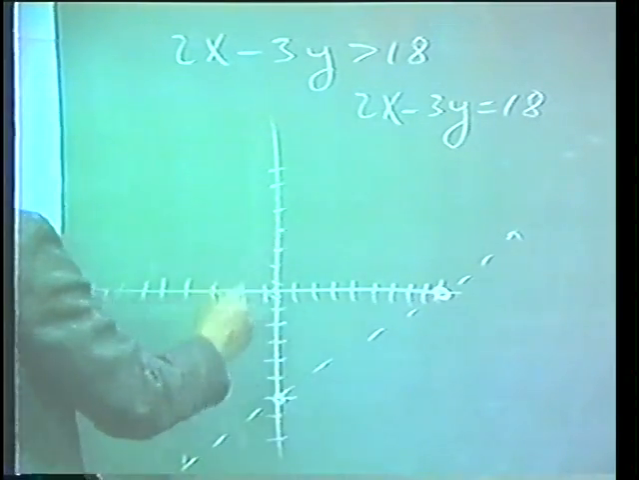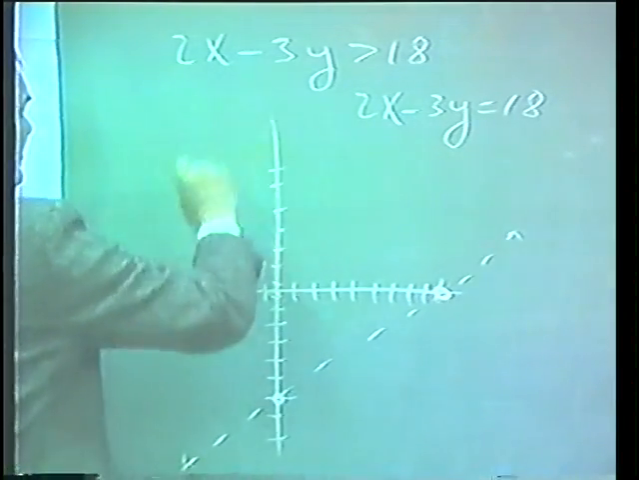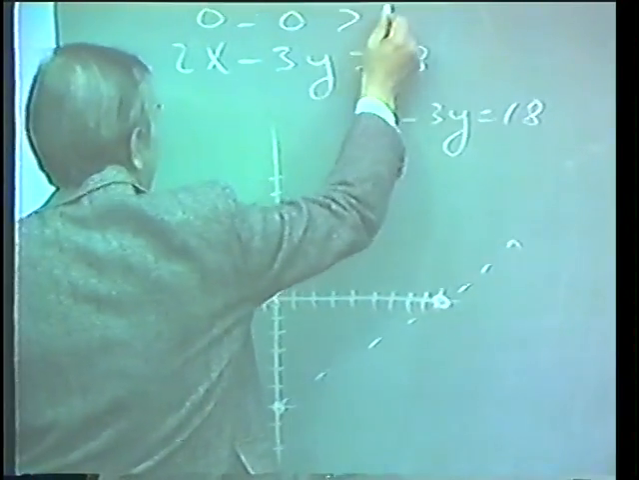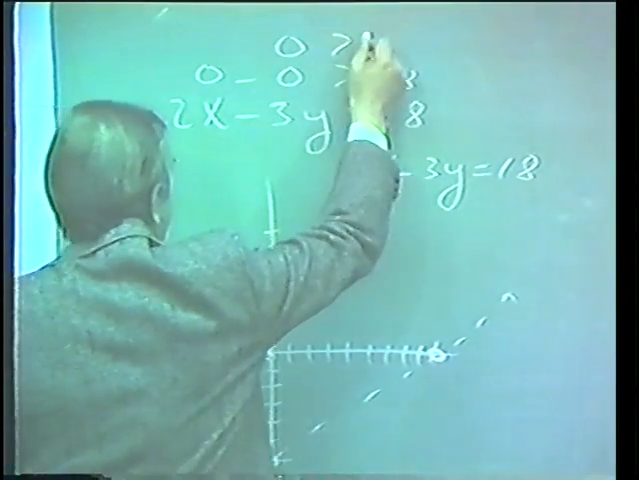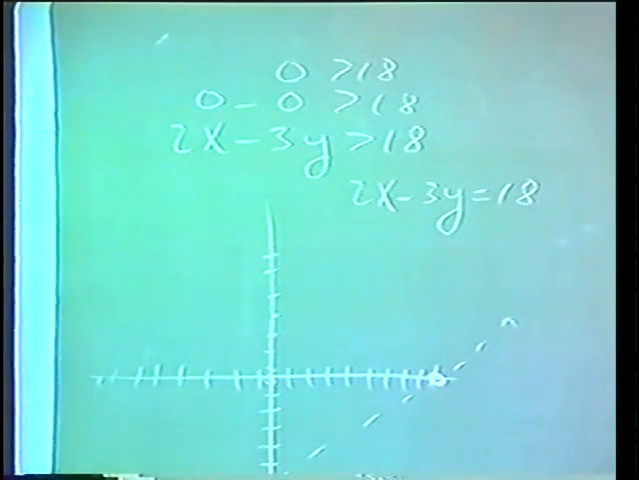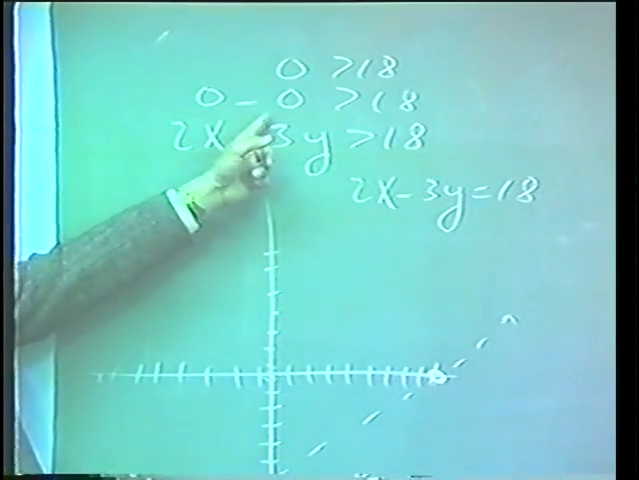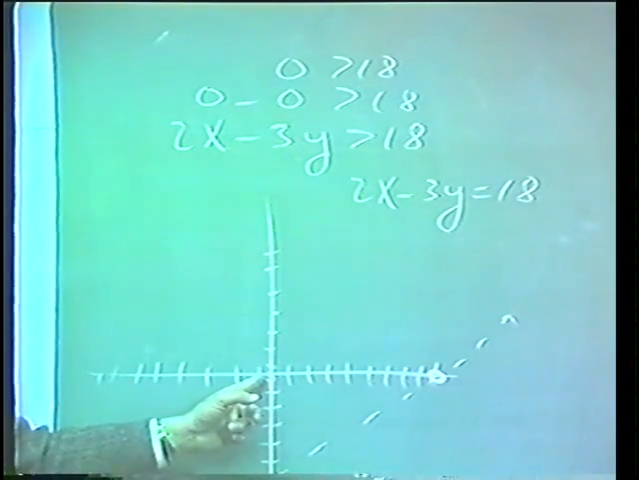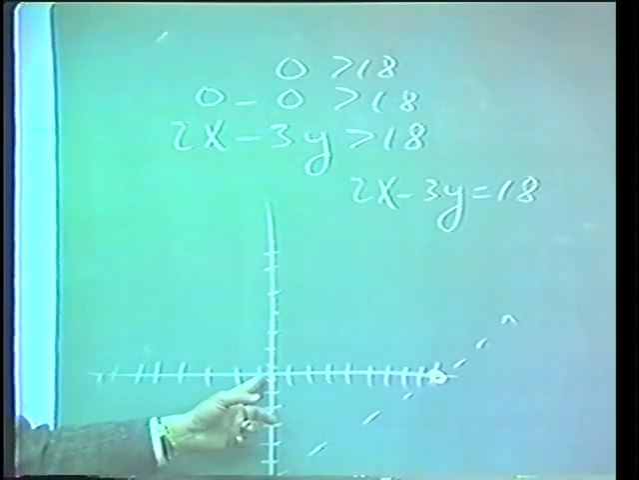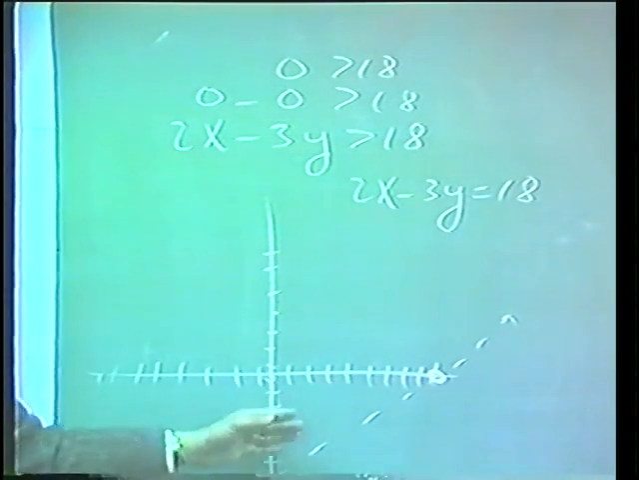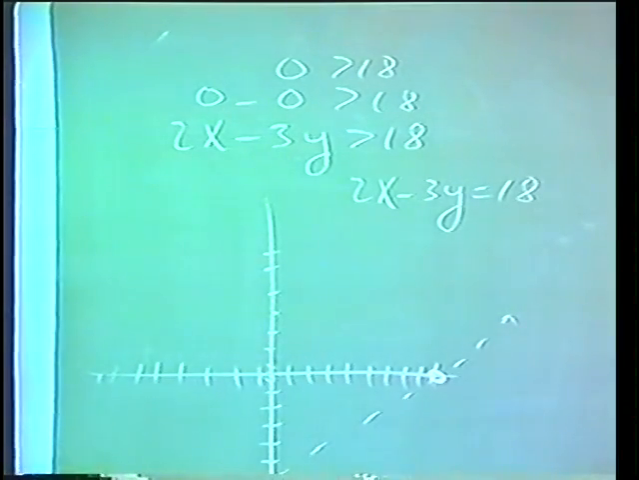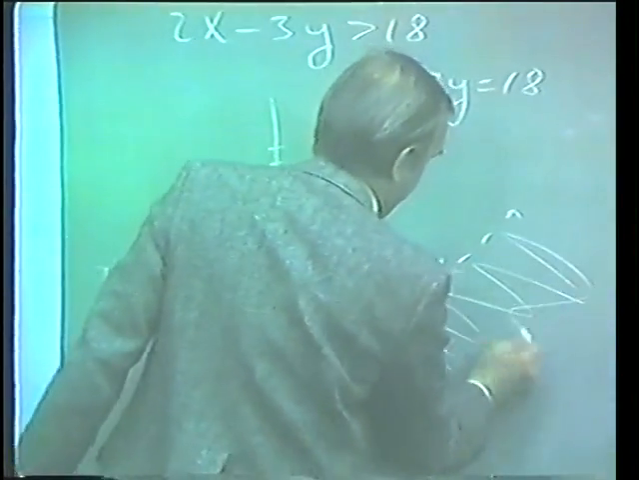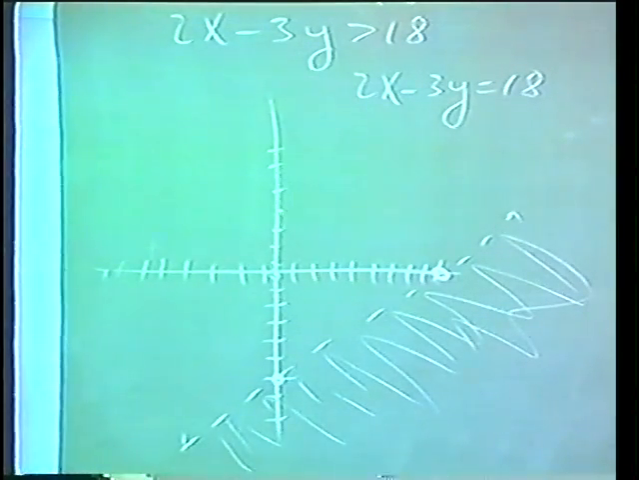So let's take the origin, this point 0, 0, and plug it in. If I plug in the origin here, I have 2 times 0 is 0, minus 3 times 0 is 0, is greater than 18. I get 0 is greater than 18. Is that a true sentence? Not today. So this point is not in the half plane we're talking about. This point is not in our solution set. Therefore, every point on this side of the line is not in our solution set. Our solution set has to be on the other side of the line, and there's the area.